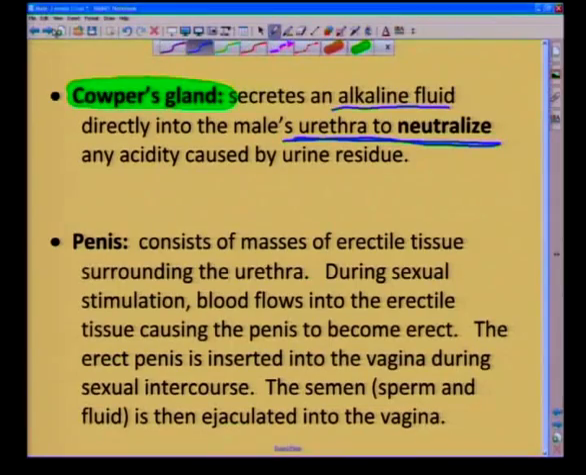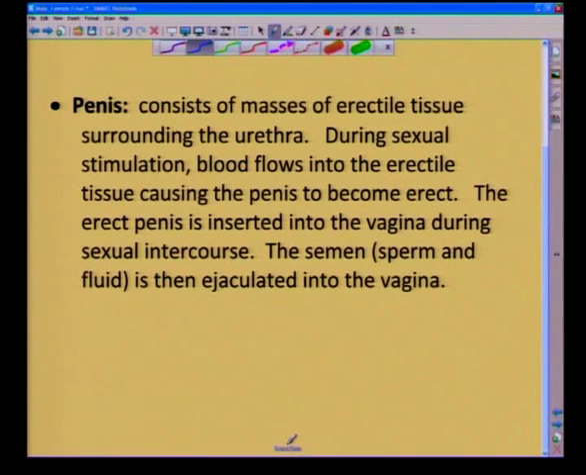Okay, then we get to the penis. Now the penis is very important. Why? It is the structure that's going to ensure that the sperm are deposited from the male reproductive system to the female reproductive system, so that there is no chance of anything getting in the way and destroying the sperm cells. That is the function of the penis.